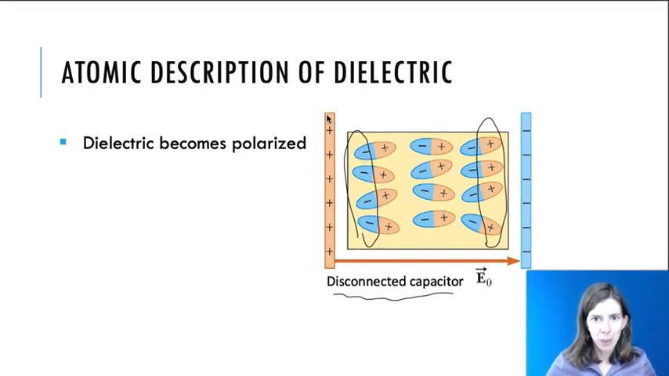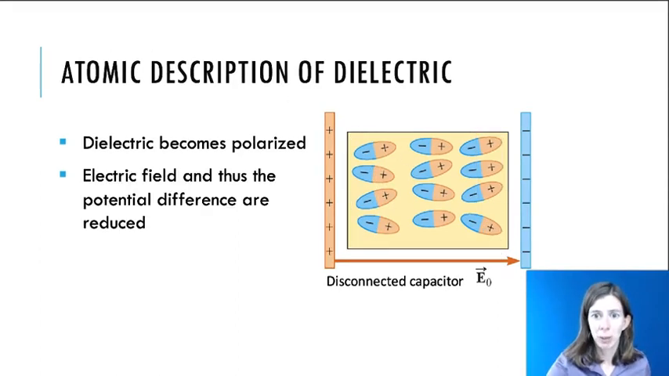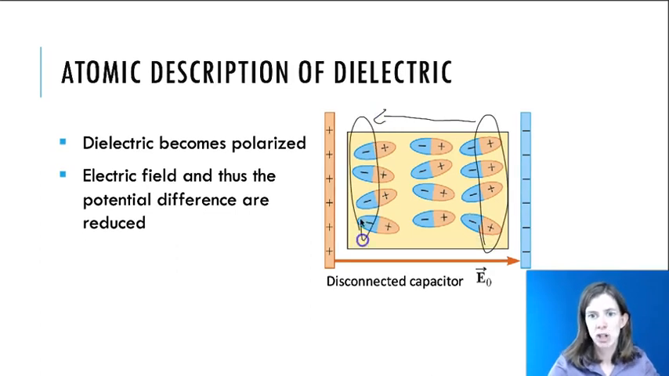Your positive plate being on the left and your negative plate being on the right created an electric field pointing to the right. But now that the material has been polarized, an electric field is produced that goes to the left, because you have a net positive charge on the right and a net negative charge on the left. So this reduces the overall electric field. You have the old electric field to the right, the new electric field to the left. Overall, you have less electric field.